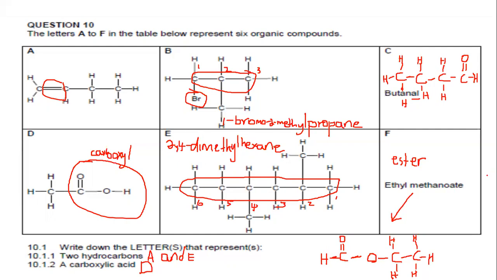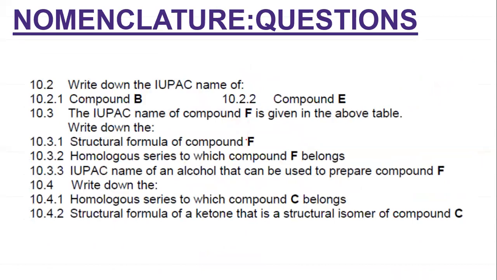This structure would represent your ethyl methanoate. Just to make sure, the part with this O, the carbonyl part, would be from an acid, and you know that this other part would be from an alcohol. This is the structure of compound F. I think we are done with that. It's easy to draw. You need to look at the acid and the alcohol from which this ester is formed. Okay, so we are done with F.